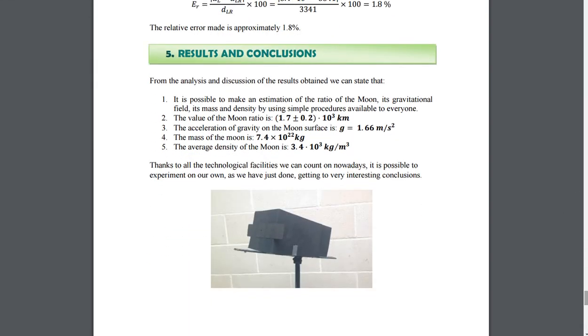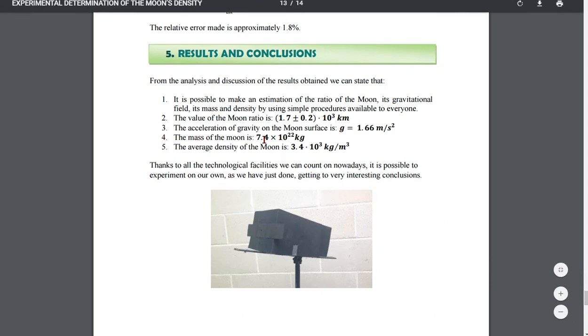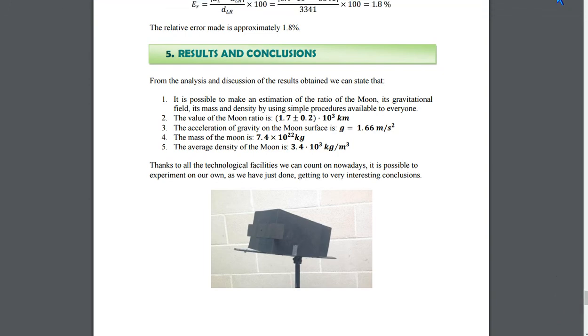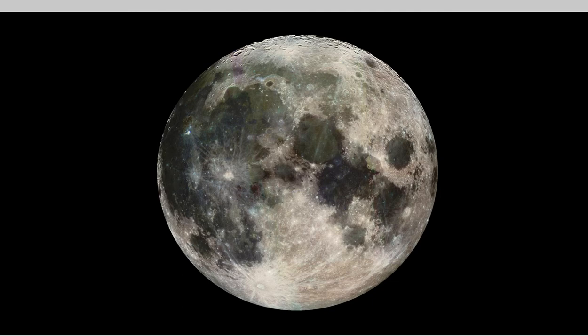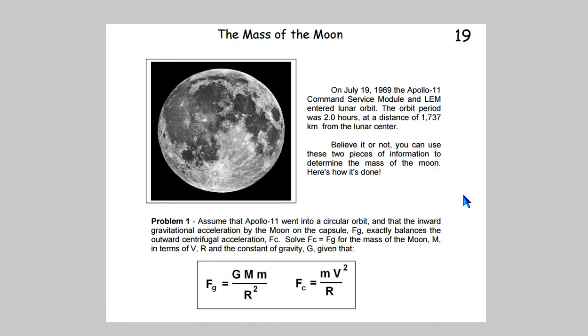And here's their results. Everything's pretty close. The mass of the moon, 7.4 times 10 to the 22 kilograms. That's right. And then the average density of the moon, 3.4 times 10 to the 3rd kilograms per meter cubed. And we have the acceleration of gravity. So those are all right. So basically what we know now is that we need a satellite going around the moon before we can find out what the mass of the moon is, or at least that'll help.